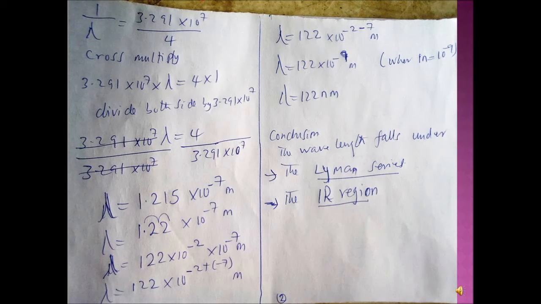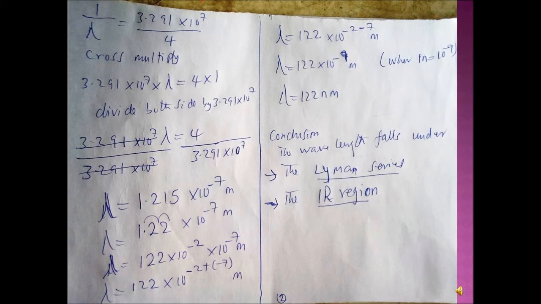For these times, you put what? Plus, and then minus 7. Let's go ahead. Then we also have this, that our wavelength now is 122 times 10 to the power minus 2 minus 7. Minus 2 minus 7 is what? Minus 9. Okay, so in place of this 10 raised to the power minus 9, we put nano, because 1 nano is equal to 10 raised to the power minus 9. So at the end of the day, we have gotten our wavelength to be 122 nanometer.